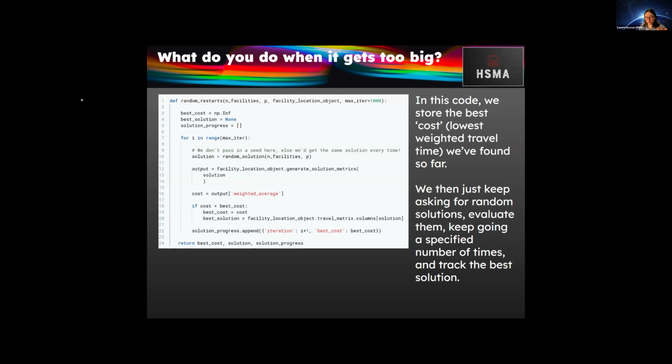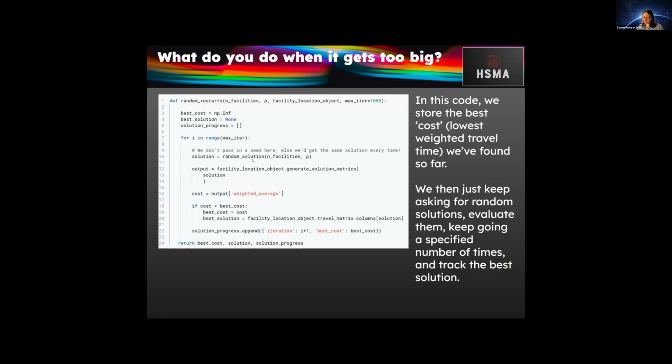I've also made a list here called solution progress, an empty list, where I'm going to store how the cost of the best solution has changed over time, just so we can see how that's changed. So we set how many iterations we want to go through, how many solutions we want to try, and for i in range max iteration. So for solution 0, solution 1, solution 2, etc. Here it would go up to effectively 1,000 iterations. i is just how many: is this solution number 1, solution number 2, solution number 3.